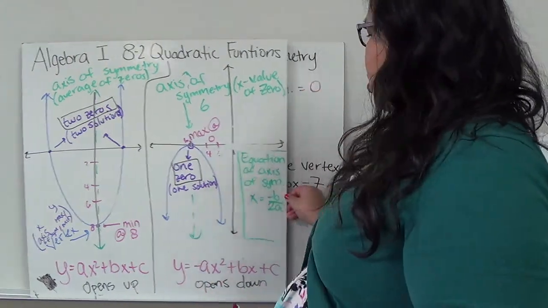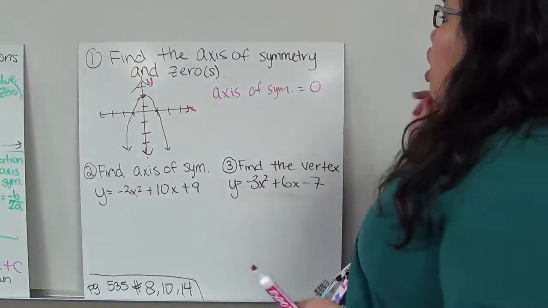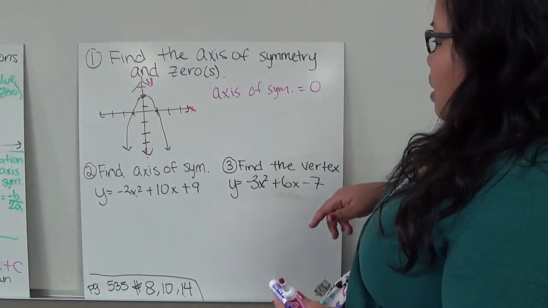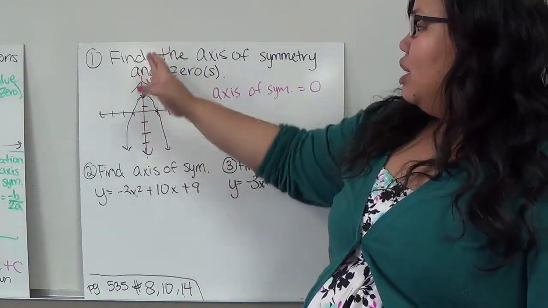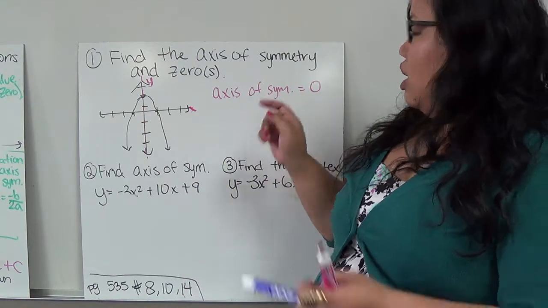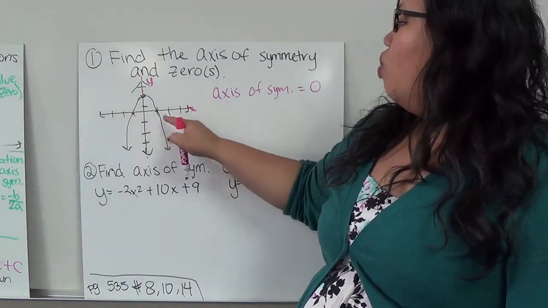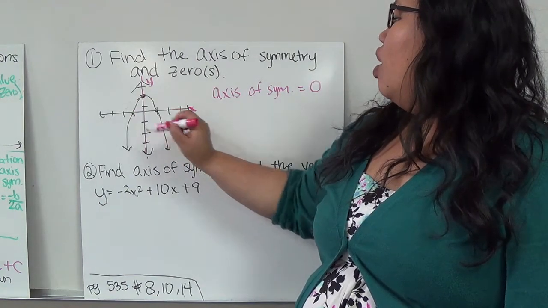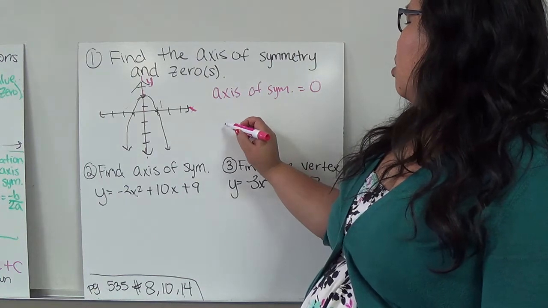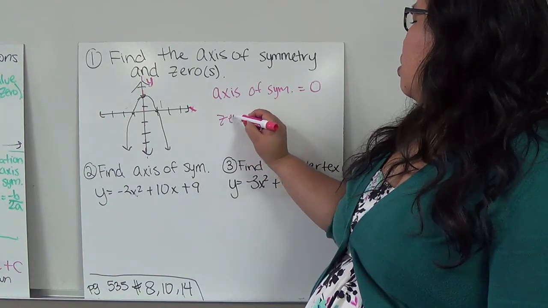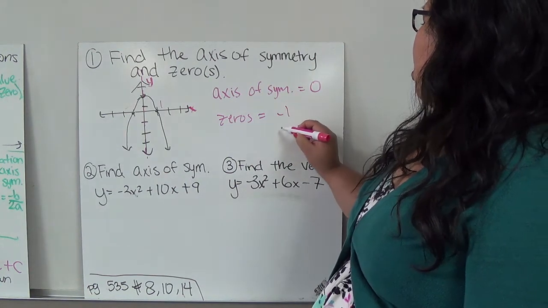So, slide this on over again. In this case it says find the axis of symmetry and zeros. We found the axis of symmetry because that's where the x is cut in half, and that is 0. The next one is finding the zeros. I know because it hits x twice. It hits x at negative 1 and positive 1. Its solutions, so its zeros, are negative 1 and 1.